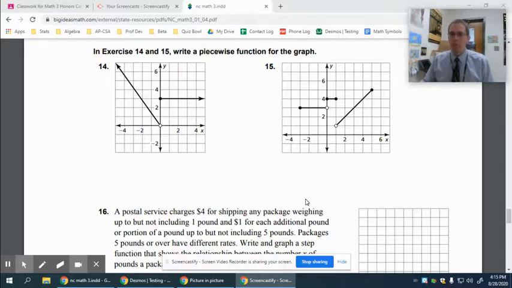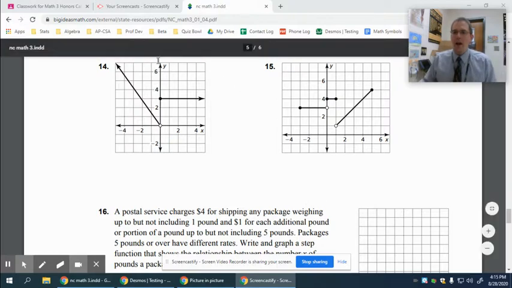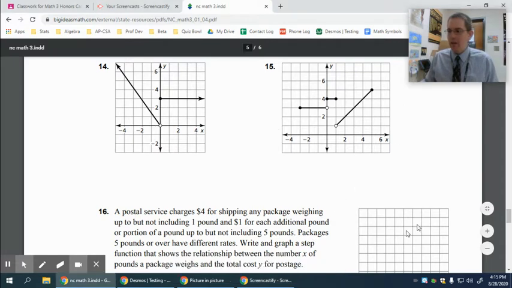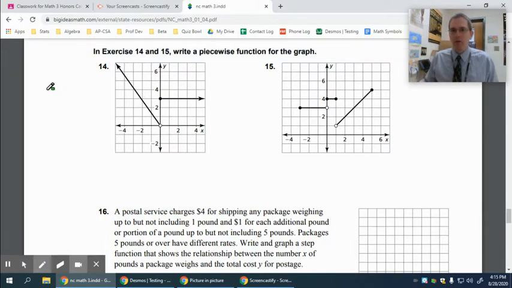Okay, I'm going to try to help you in case you've gotten stuck on a couple of these problems toward the end. On number 14, what I'm going to be looking at is writing an equation for this piecewise graph. So if you write an equation, the first thing you need to look at is how many different pieces this graph has. So there's two pieces.